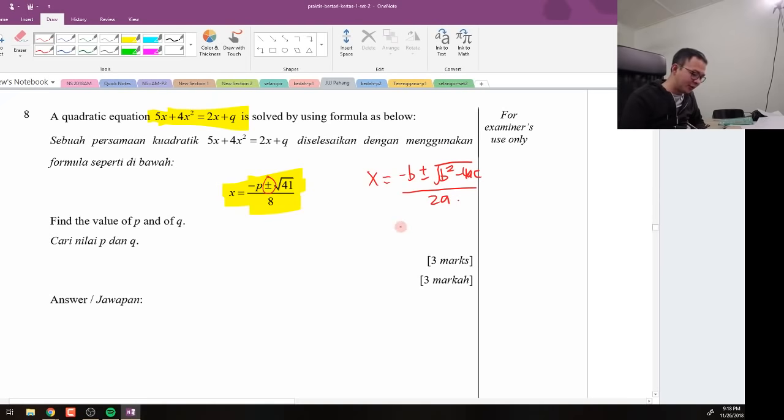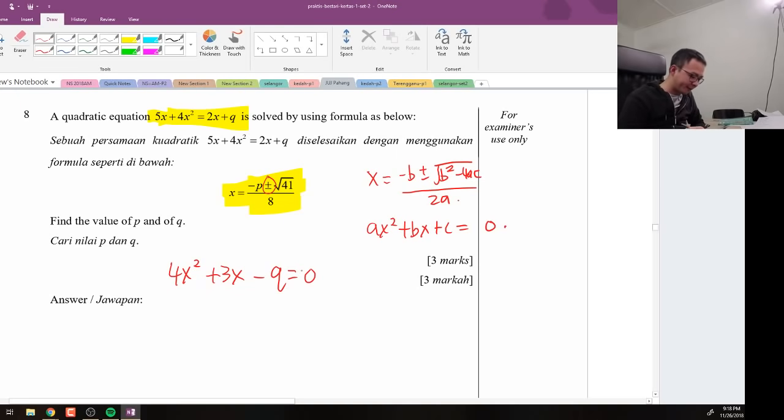Therefore, in order to use this formula, we need to have a general equation, right? ax squared plus bx plus c equals 0. So the first thing is, I'm going to change this equation into the general form. It will be 4x squared. 2x I move to the other side, minus 2x. 5x minus 2x, I get 3x minus q equals 0.